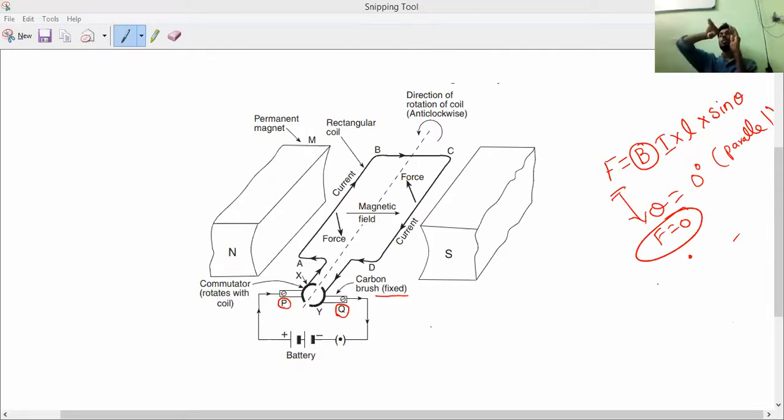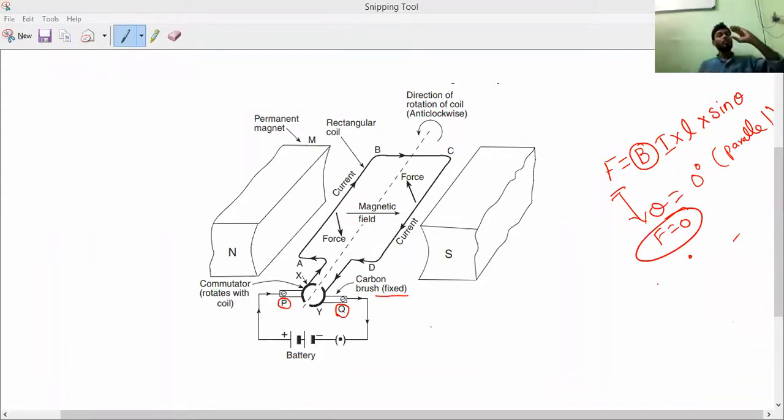Means one commutator ring will touch the carbon brush only once at a time. So if this side it will touch, on another side that commutator ring will touch. When it is rotating, one brush touches only one ring at a time. Understand? So when the coil rotates, the two brushes will touch both the rings one by one.